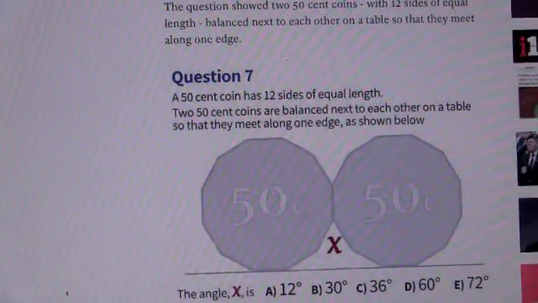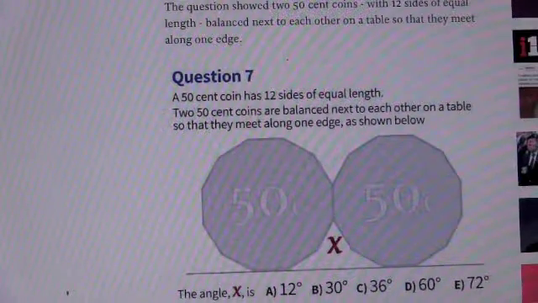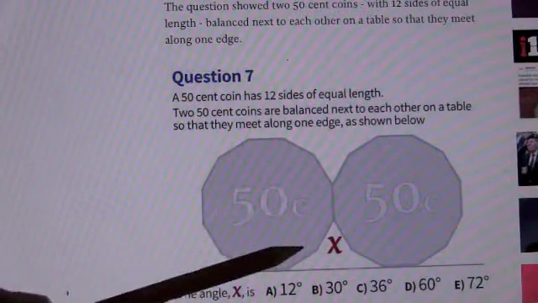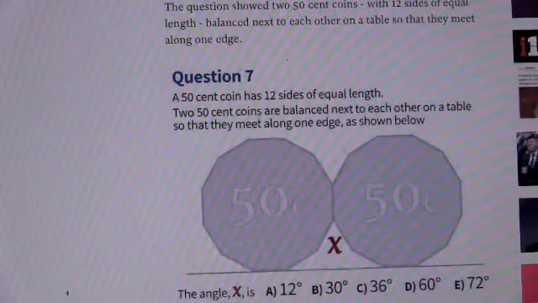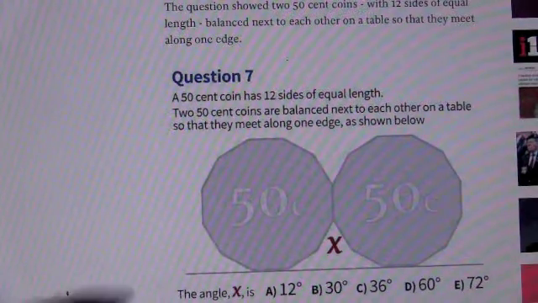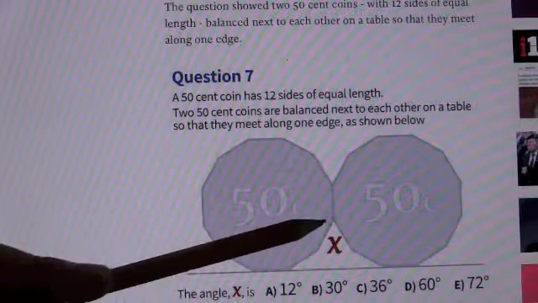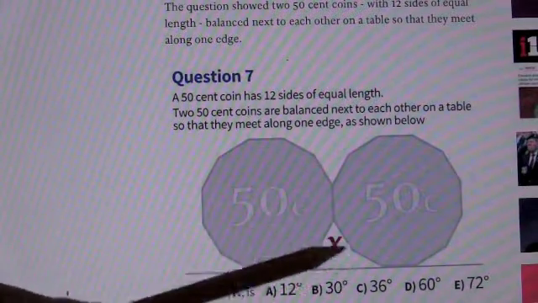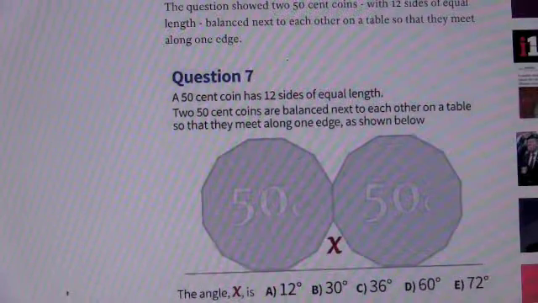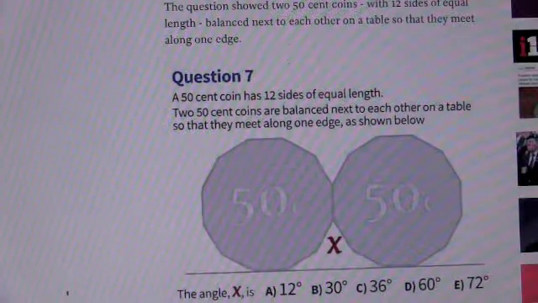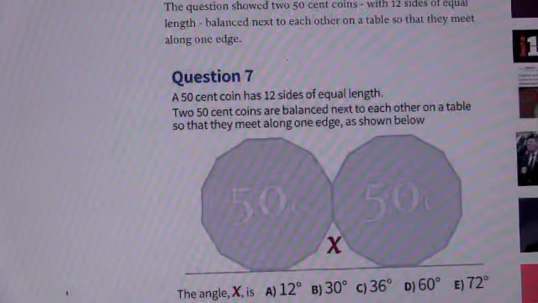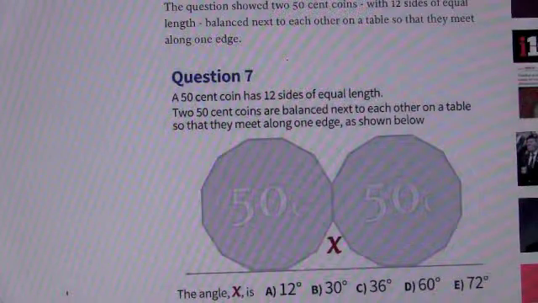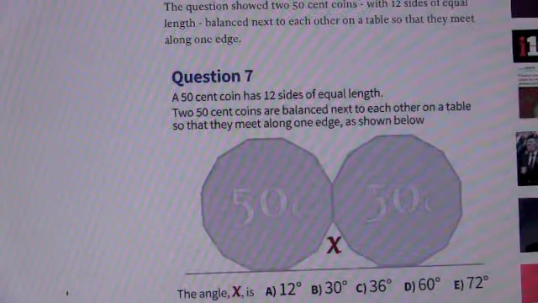We need some idea to figure out what X is. But what do we know already? We know that the internal angle is 150 and the external angle is 210. These are all 150, but then they're sort of stuck between these 150 degree angles. So what can we use?